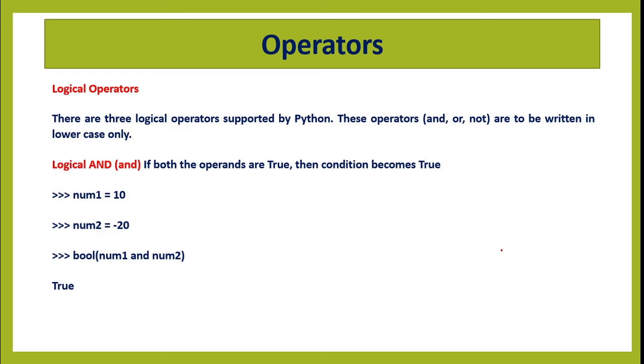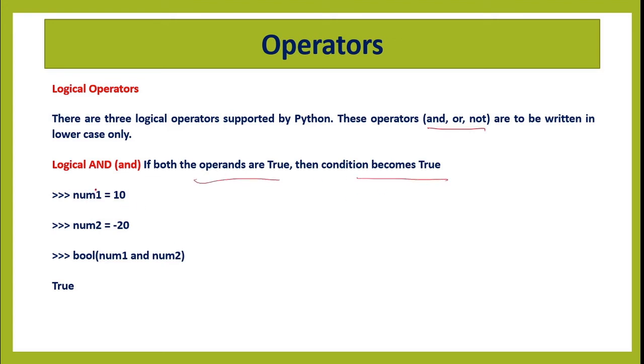Then the next one is logical operators. There are three logical operators supported by Python. They are and, or, not. So first one is logical and. If both operands are true, the condition becomes true.